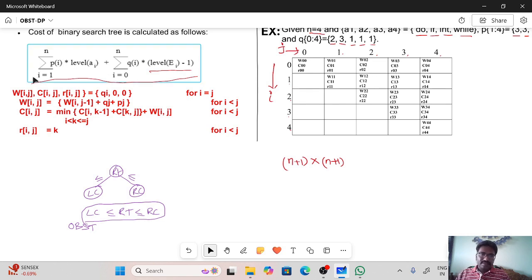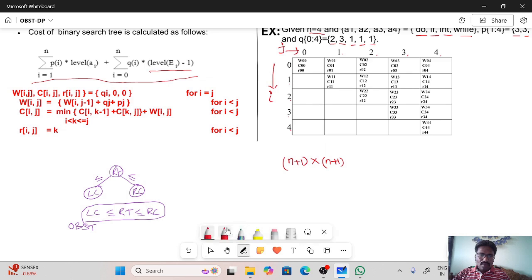Initially, Wij, Cij, Rij: Wij is nothing but Qi, while Cij and Rij are both 0. That is the initial case if and only if my i value equals j. What does that mean? If i is 0 and j is also 0, then my cost is 0 and root also 0. What about my weight? My weight is nothing but Qi. So what is my i value? 0. What is Q0? 2.